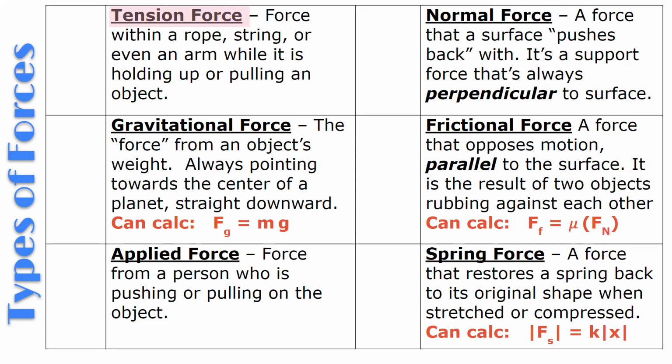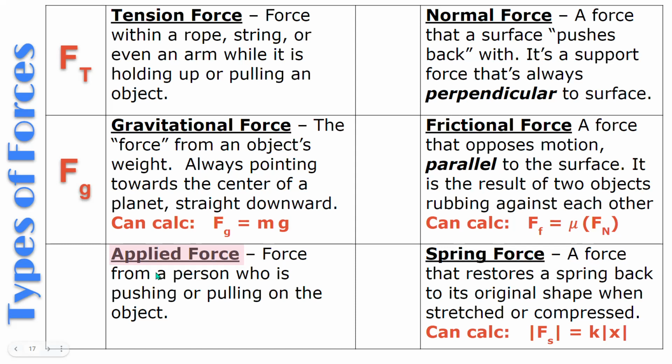All right, so these are the same list of forces we had earlier. It's just I didn't define them yet. So if you want to copy down some quick definitions of each of these, you can. But we have tension force. If you have tension force, you're going to represent it F sub T. Tension force, again, is the force within a rope, string, or even your arm when you're holding or pulling up an object. Gravitational force is F sub G. This is the force from an object's weight. It always points toward the center of a planet or straight downward, and we can calculate it. Fg equals m times g.